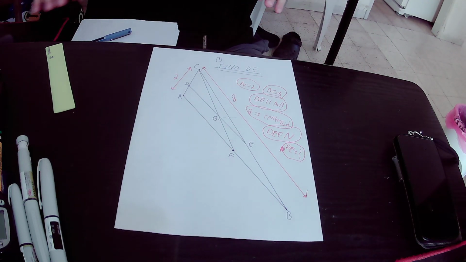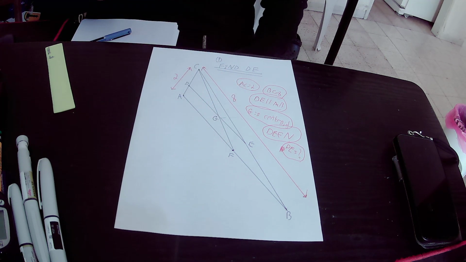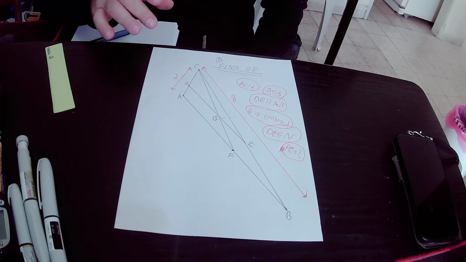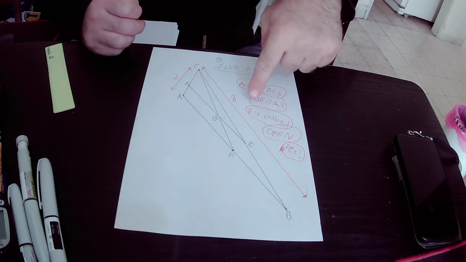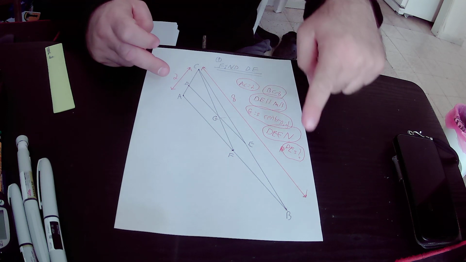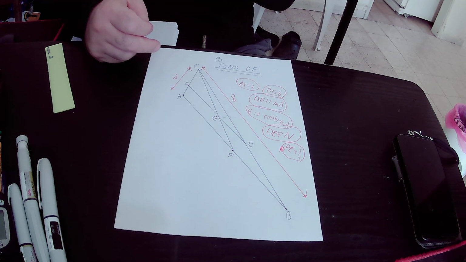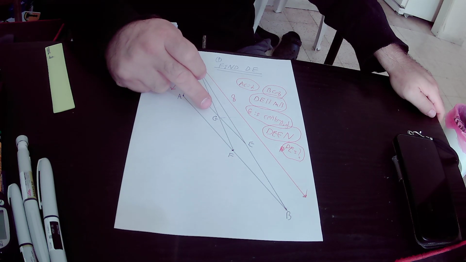Hello, in this lecture we will find the value of DE. In the drawing we have triangle ABC. We know that AC equals 2 units, BC equals 8 units, and we also know that DE is parallel to AB, and G is the centroid of the triangle.